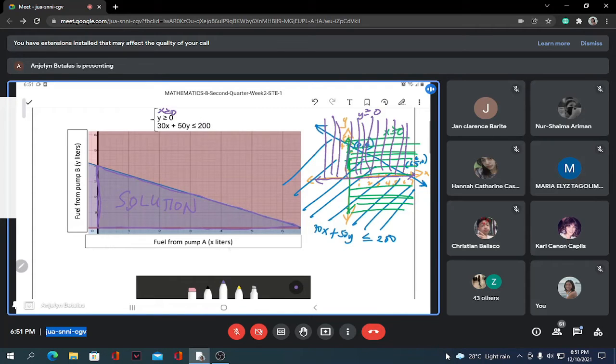So x is the fuel from pump A, and y is the fuel from pump B. Now let's interpret. Let's say 1 liter: 1 liter for pump A and 1 liter for pump B. Let's try this, as an interpretation of the problem.